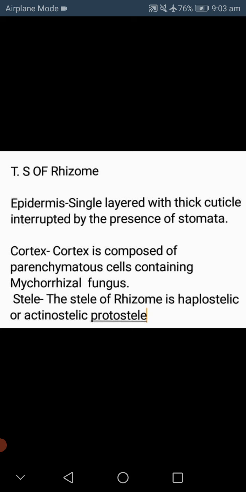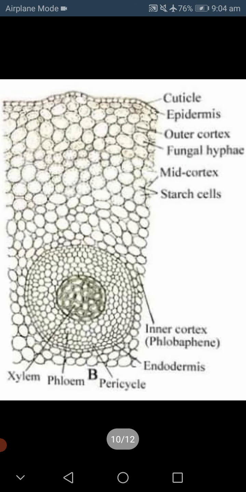Here the rhizome means it is like a root. The epidermis is single layered with a thick cuticle interrupted by the presence of stomata. The cortex is composed of parenchymatous cells containing mycorrhizal fungus. The stele of the rhizome is haplostelic or actinostelic protostele. Haplostele means a protostele that consists of a core of xylem that is surrounded by the phloem.